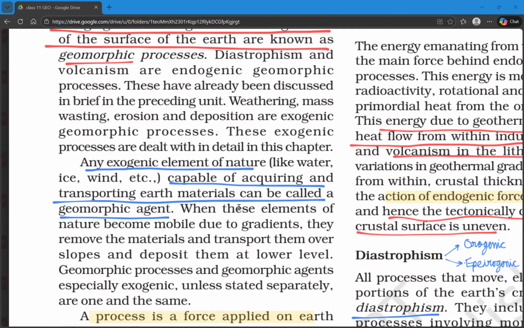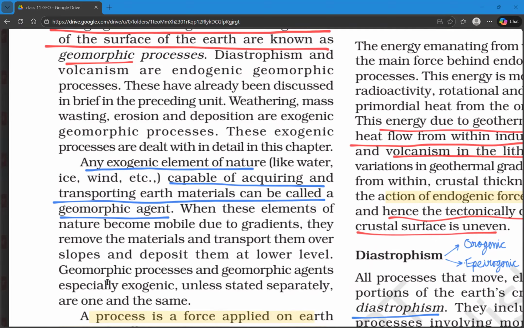When these elements of nature become mobile due to gradients, they remove the materials, transport them over slopes, and deposit them at a lower level. So what is the process? From the higher altitude, these will be taken off and they will travel through the slopes and deposit them at a lower level. This is the process in any geomorphic process.